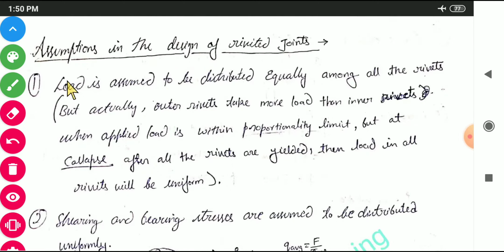So what are the assumptions? First assumption is that load is assumed to be distributed equally among all the rivets. But in actual, only the outer rivets take more load and inner rivets take less load, which is not true. This happens at the proportionality limit, but at collapse, after all the rivets have yielded, the load in all the rivets will be uniform. At proportionality limit, outer rivets take more load and inner rivets take less, but it is an assumption that load is distributed equally among all the rivets.